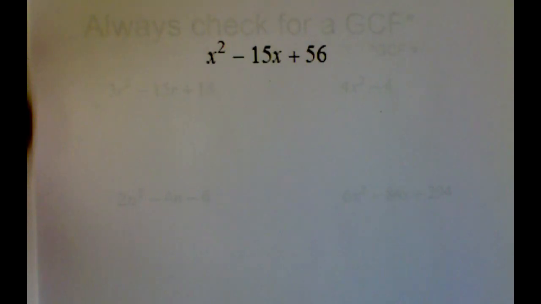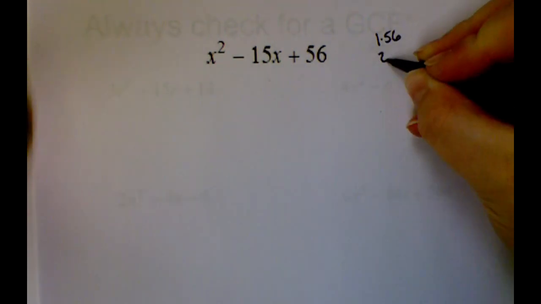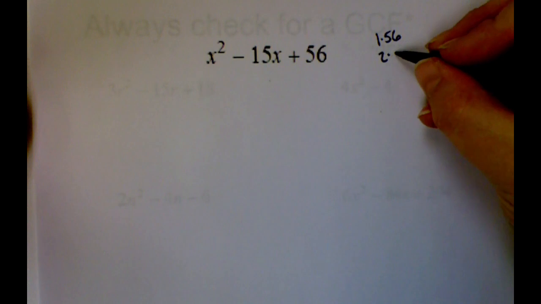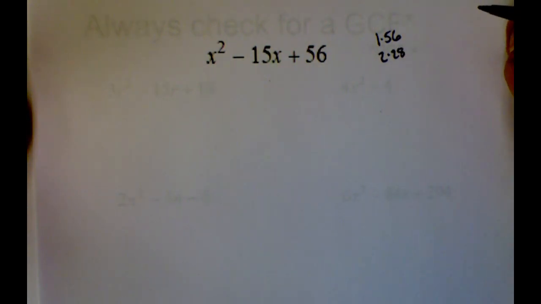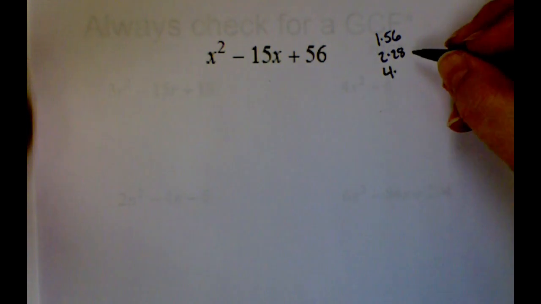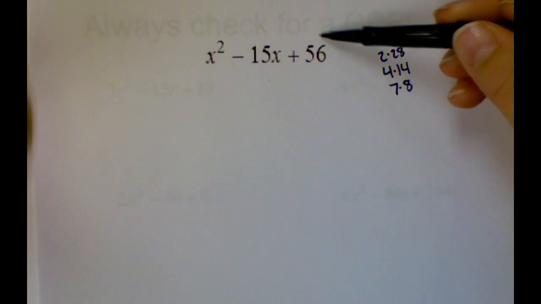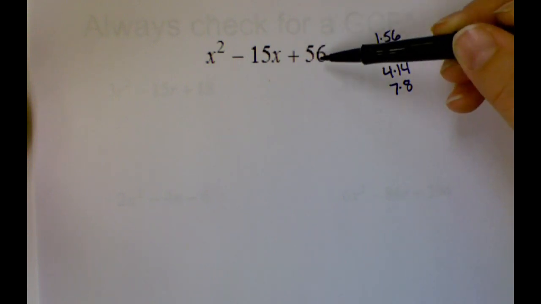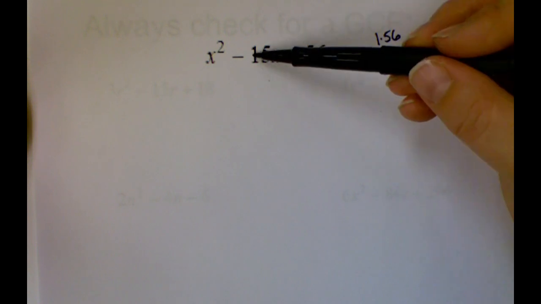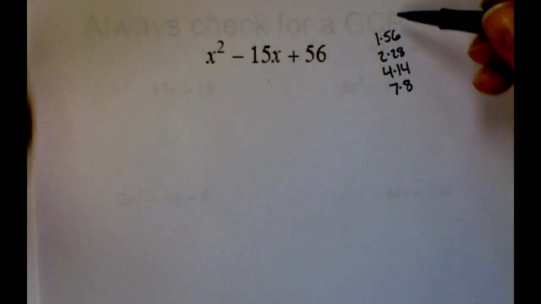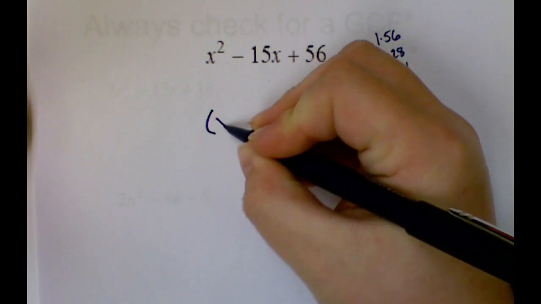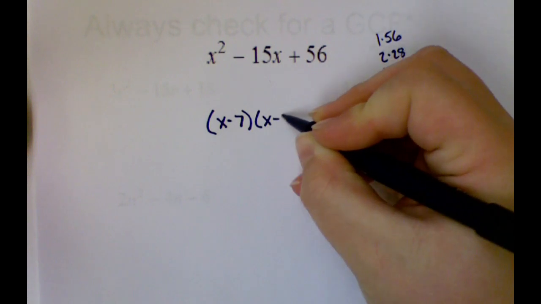All right, for x squared minus 15x plus 56, I need two numbers that multiply to positive 56. Well, my options are 1 times 56, 2 times 28. Let's see, 3 doesn't go into 56. 4 times 14, 7 times 8. I want to make a negative 15. Well, since I have to multiply to positive 56, I know that they're either both positive or both negative. To add to negative 15, they must both be negative. So 7 and 8 makes 15, so I call it x minus 7 times x minus 8.